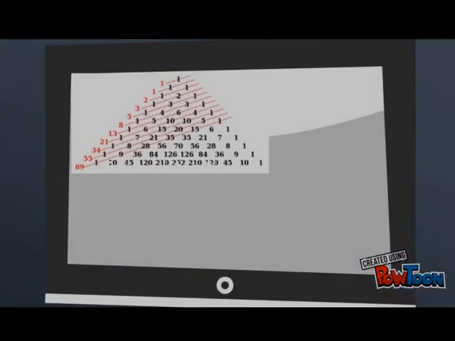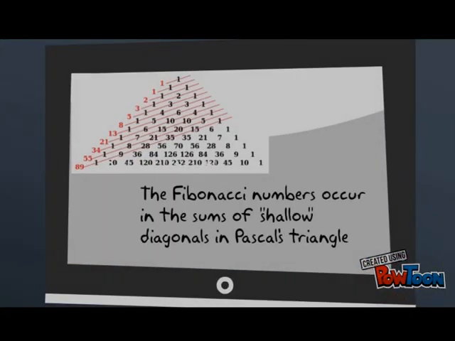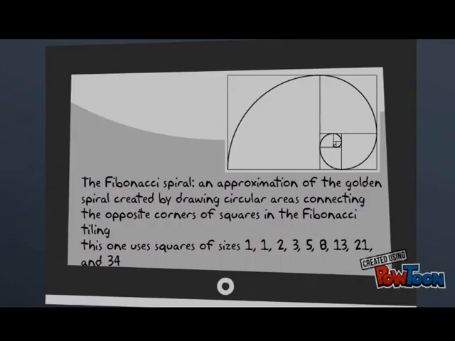The Fibonacci numbers occur in the sums of shadow diagonals in Pascal's triangle. An approximation of the golden spiral is created by drawing circular arcs connecting the opposite corners of squares in the Fibonacci tiling. The square sizes are 1, 1, 2, 3, 5, 8, 13, 21, and 34.